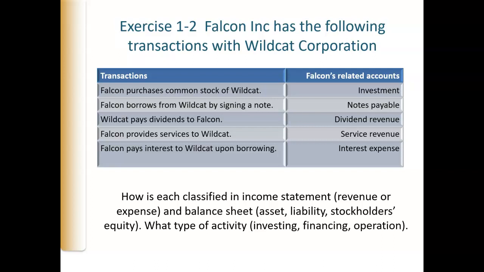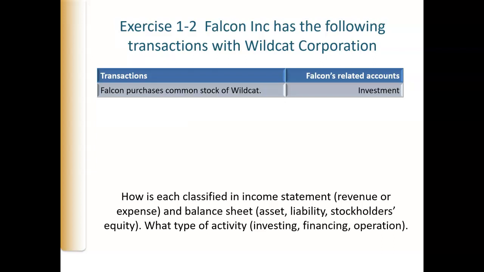Falcon purchases common stock of Wildcat. So this isn't Falcon getting Wildcat as a shareholder. This is Falcon has cash and they're going and investing in another company. An investment is what kind of transaction? Isn't it an asset? And remember, there are three types of activities: financing, investing, and operating. When Falcon purchases a long-term asset in another company, like an investment, that type of activity is an investing activity, isn't it? Right?